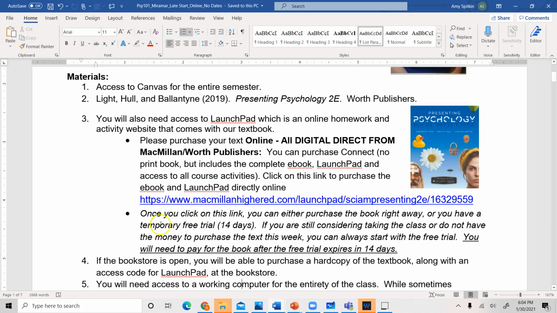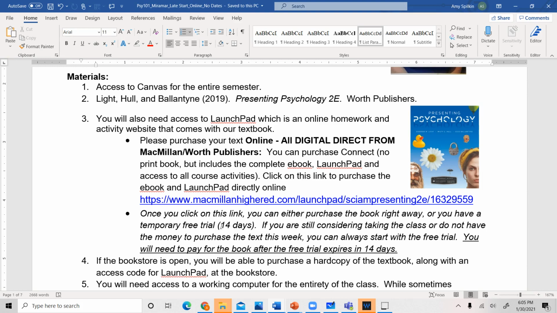You also have an option for a temporary 14-day free trial. So if you're not sure if you're going to be taking the class or not, you want to kind of give it a try, or you're waiting for some money to come through, you can just sign up right away for a free trial access, and right from the first day of class you'll have access to the textbook as well as Launchpad.